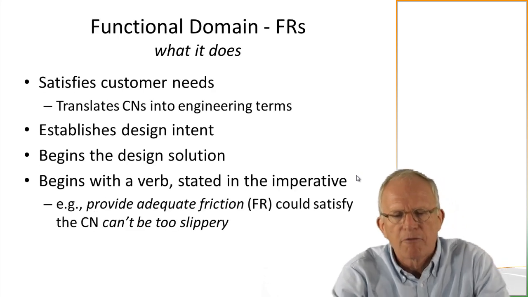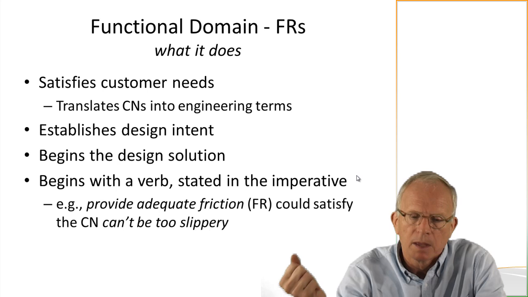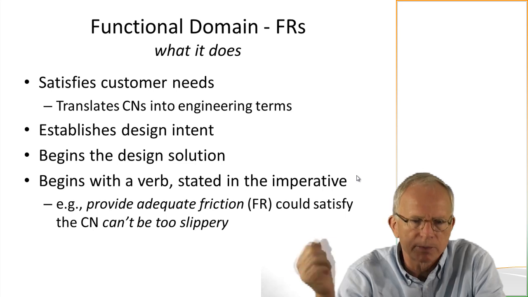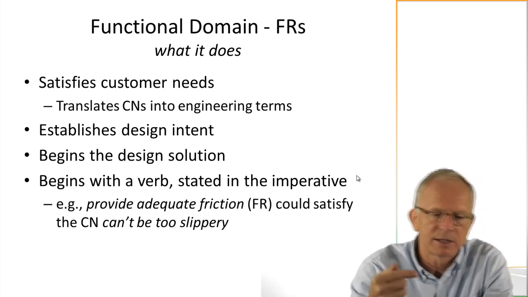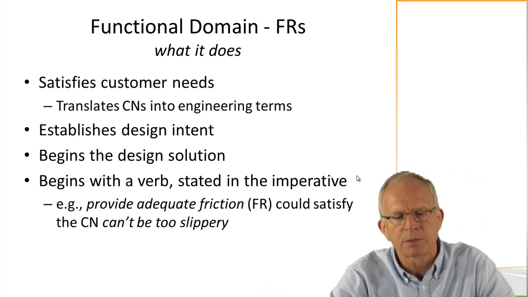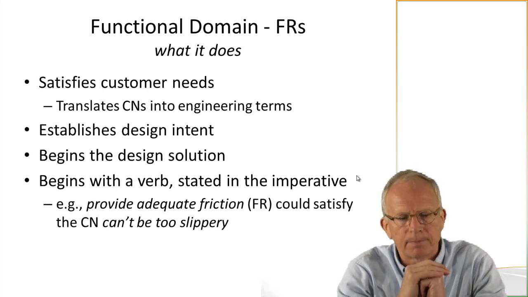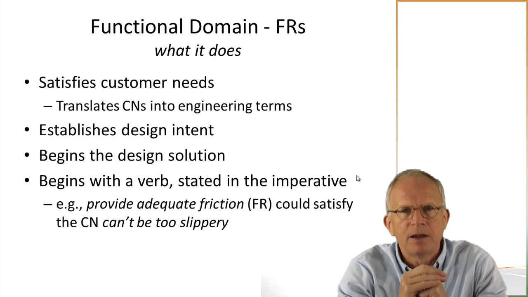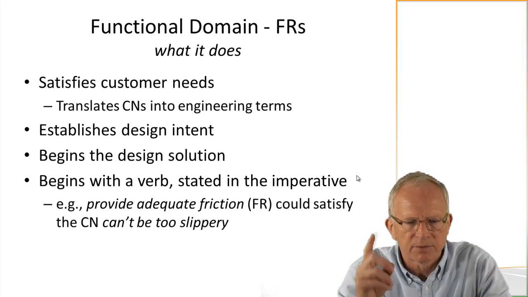All right. Functional domain, FR, is what it does. Now these are the next step in the value chain, and they translate the customer needs essentially into engineering terms. So they need to satisfy the customer needs, but they also need to give engineering something that engineering can work with. So the customer needs we think of as coming from marketing, and then now we start with the engineering design problem. So the FRs, they establish the design intent. Here's what it is intended to do. Here's the function that it is intended to fulfill. Now it's just the function.